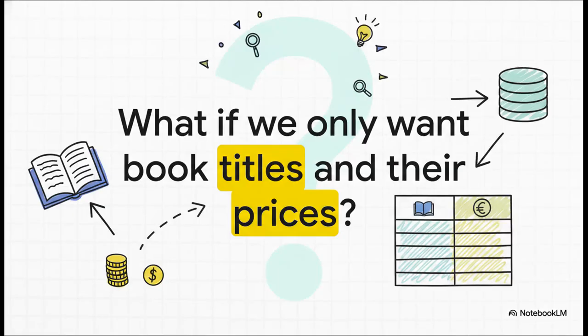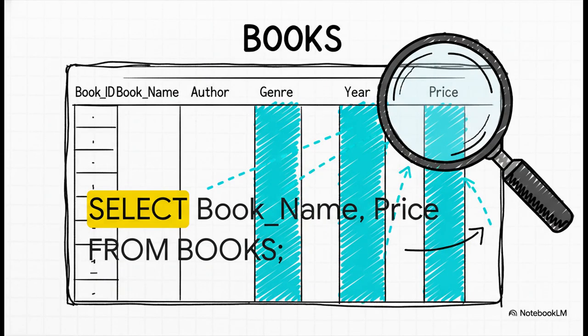So let's say we don't really care about the book ID or the publisher ID right now. All we want is a simple list of books and what they cost. To get just that, we have to refine our question. And this is how we do it in SQL. We say select, and then we just list the exact columns we want, in this case, book_name and price. Then we tell the database which table to look inside using from books.